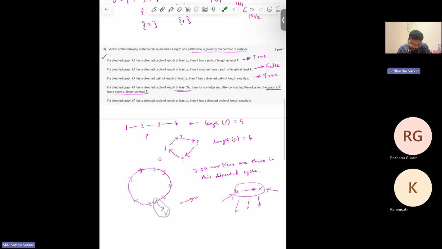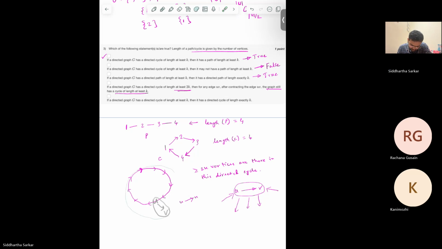On the other hand, if the situation is more complicated, I'll draw here. So let's say u was outside and v was here. So there's a u to v edge. Now after the contraction, the supernode is again becoming a part of the cycle. So we'll again have the same length cycle. So again, we'll have at least 2k length cycle.